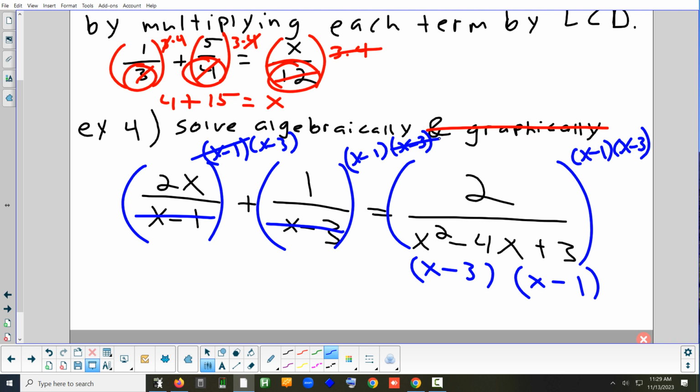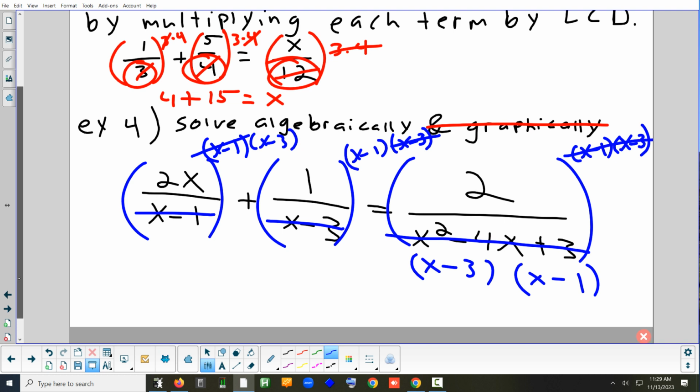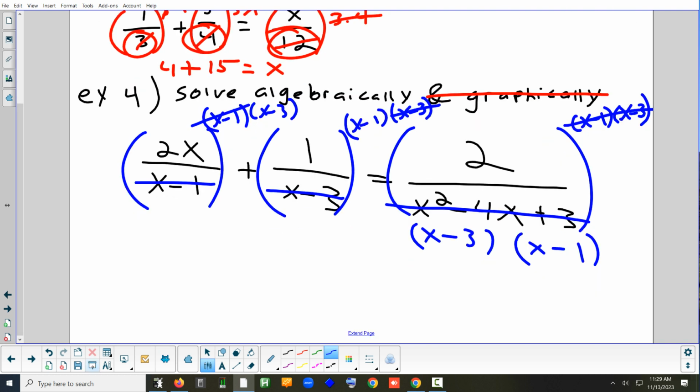And what about the third term, or the one on the right? The x minus 1 and x minus 3. Yeah, the whole bottom, because that is that. So what does that leave you with on the right side? Yep, just a 2. The 2 on the right.